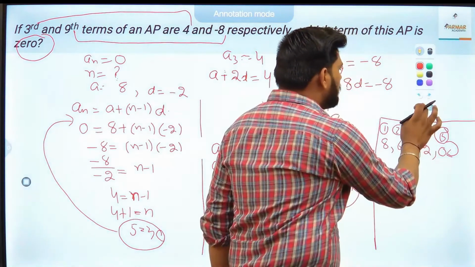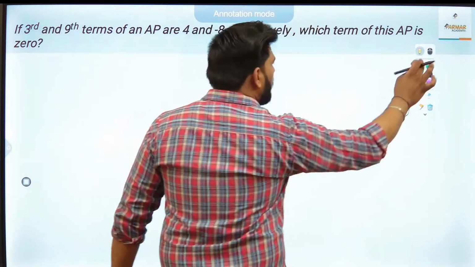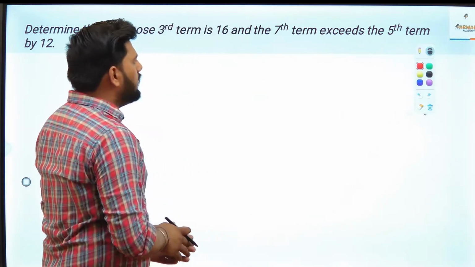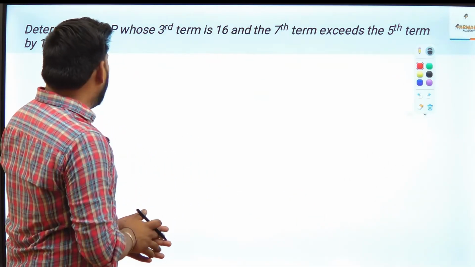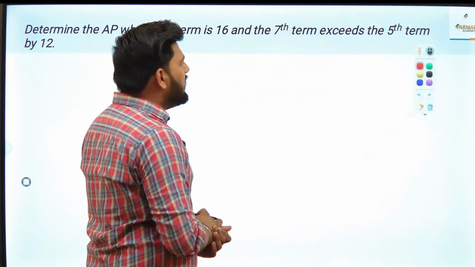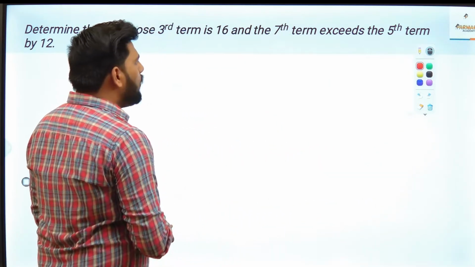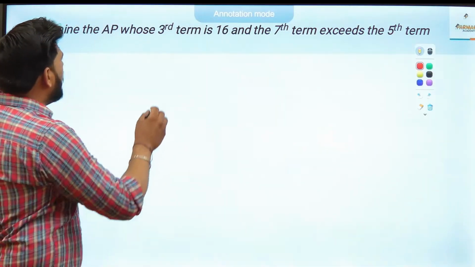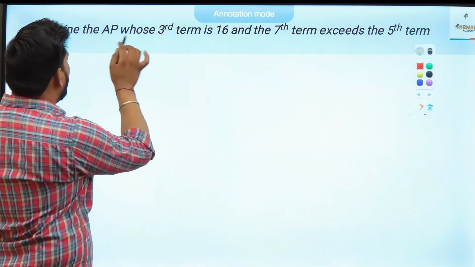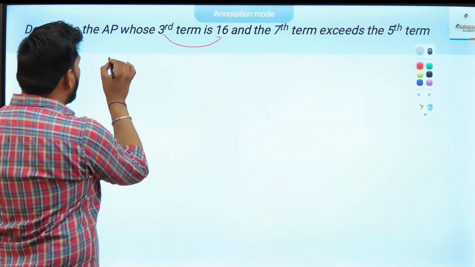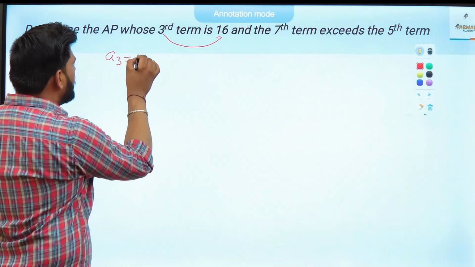The next one is: determine the AP whose third term is 16 and seventh term exceeds the fifth term by 12. अब हमें क्या करना है इस क्वेश्चन में, determine the AP whose third term is 16. So the third term is 16, given. Simply a3 is given as 16.